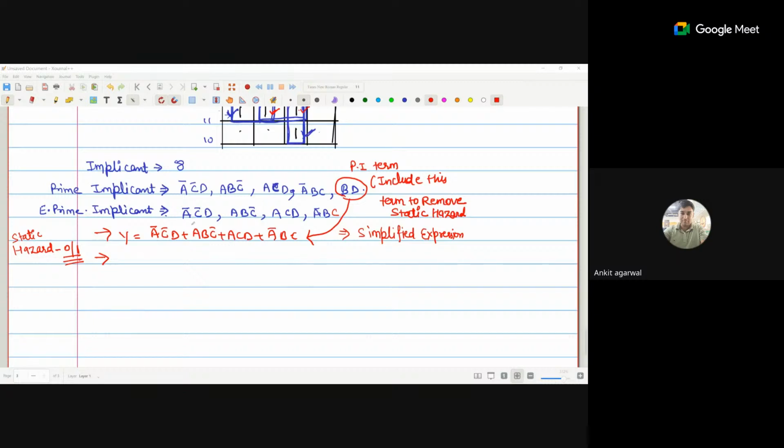So the essential prime implicant is basically our simplified expression. This is our simplified expression, and this is the extra term to remove static hazard. That is why we require the EPI and why we require the PI.